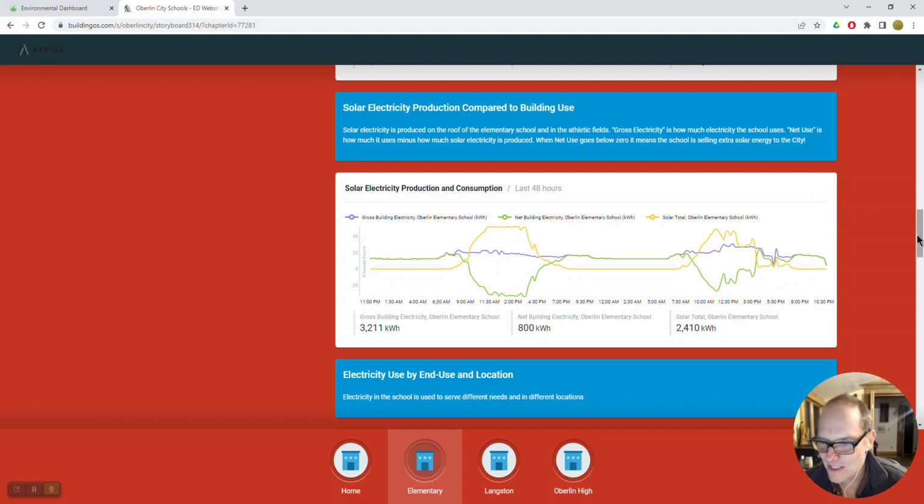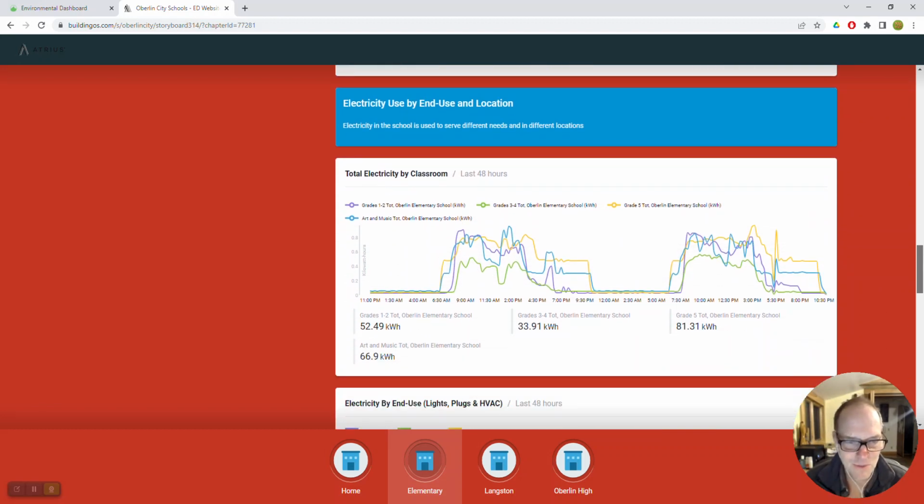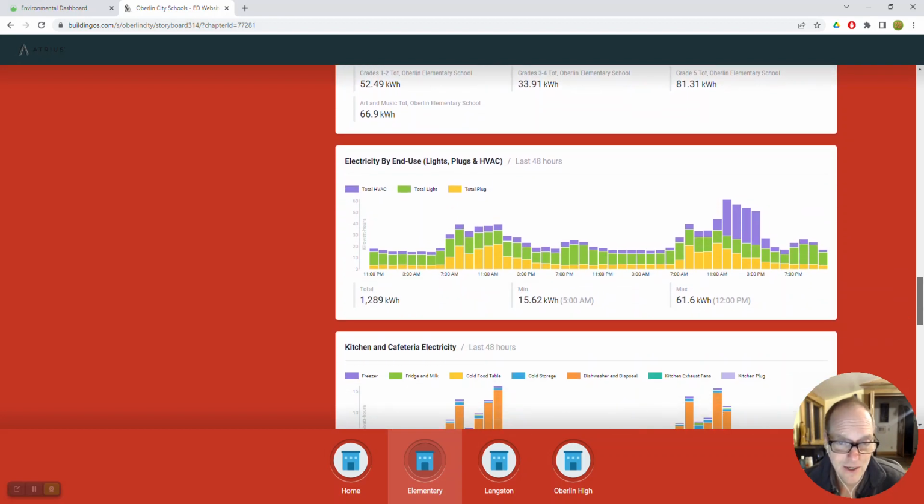So that's that. And then the other thing about the elementary school is we've got electricity broken down by different grade levels, so you can see what grades 1 and 2 are doing versus grades 3 and 4 versus 5 versus the art room. So that's another breakdown we have. This is another way of looking at it. This is the breakdown by HVAC, heating, ventilation, and air conditioning, light energy, and plug load. So we can separate those out within that school too and see how much is going into each of those.